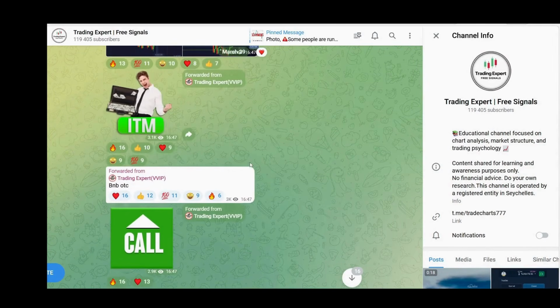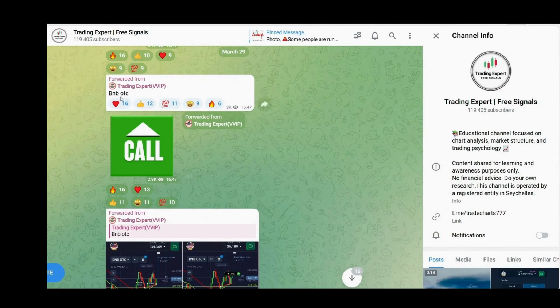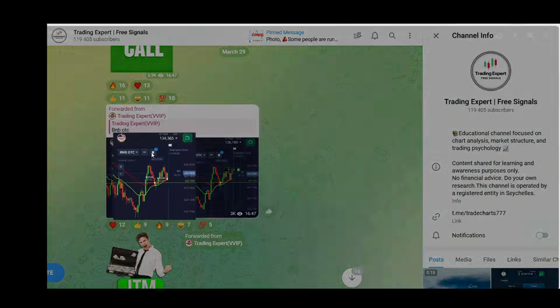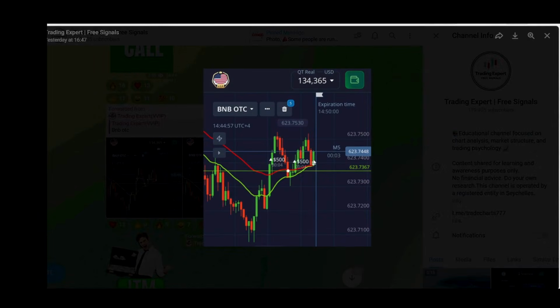Let's move on to another trade, which we provided on BNB OTC for an upside call move. You can see that the moving average was present and the previous candle closed above it. That's why we provided a signal for the upside move, and this was an amazing win.